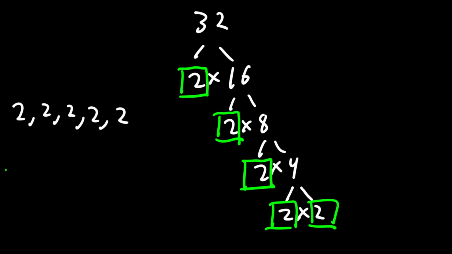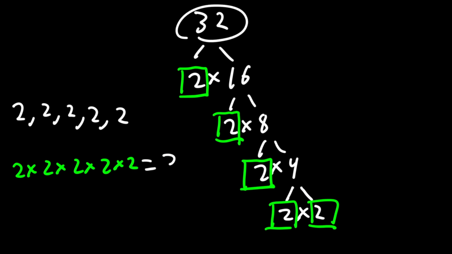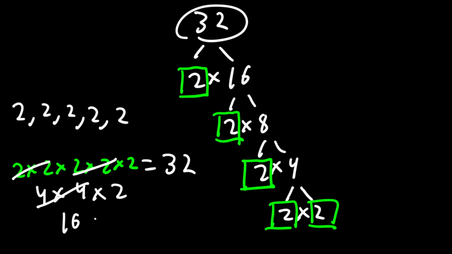Now let's check our work. 2 times 2 times 2 times 2 times 2 should equal the original number, 32. 2 times 2, that equals 4. 2 times 2, that equals 4. And then times the remaining 2. 4 times 4, that equals 16, times the remaining 2, that equals 32. So that means we have the right solution.